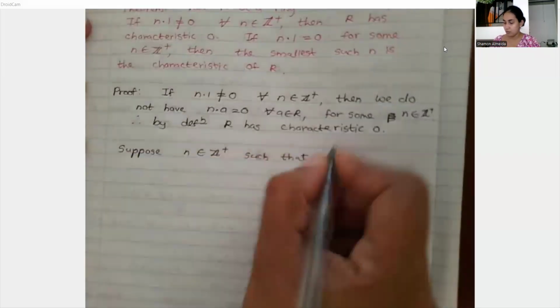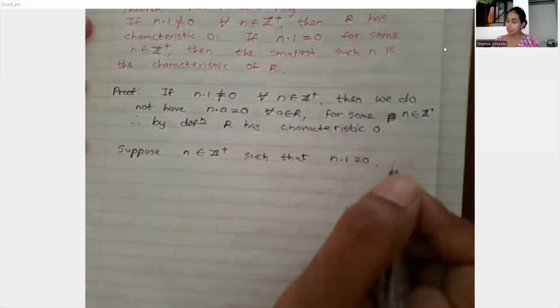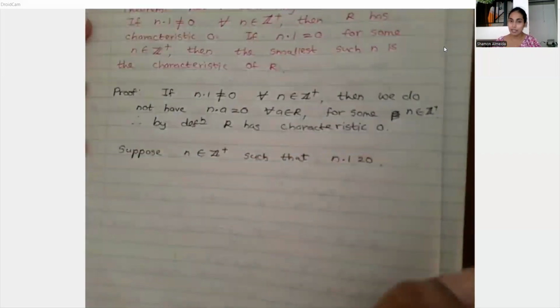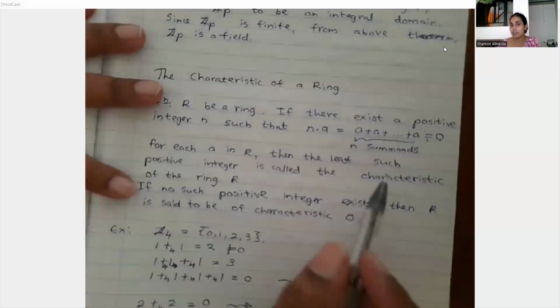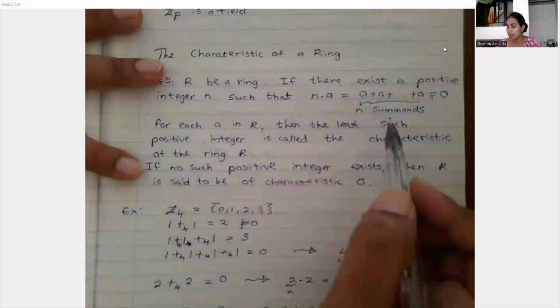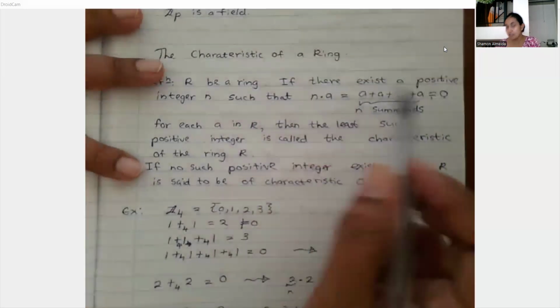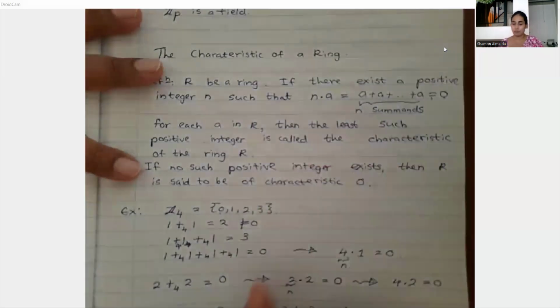Now suppose for some n, we have n times 1 equal to 0. Let's take any element a in R. To use the definition, we have to show that for an arbitrarily chosen element a in R, n times a is also 0. That's what we have to show.